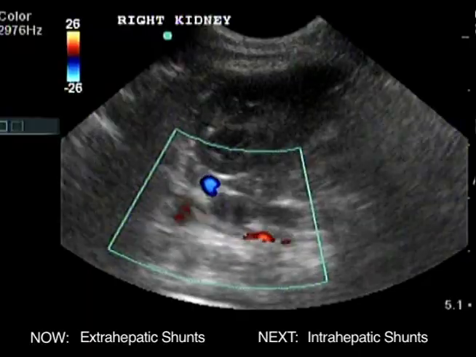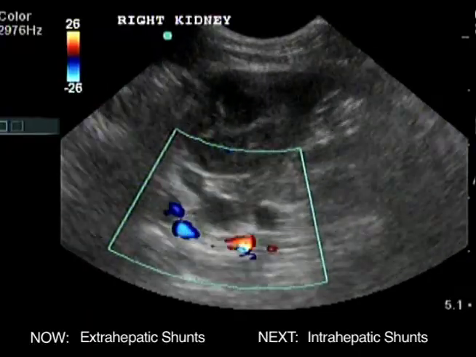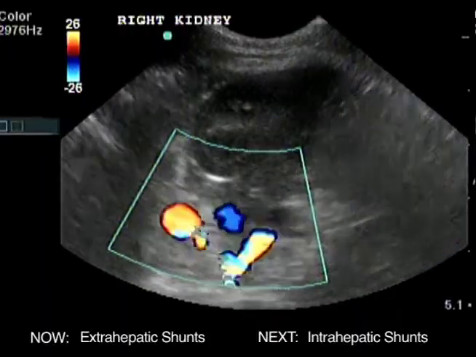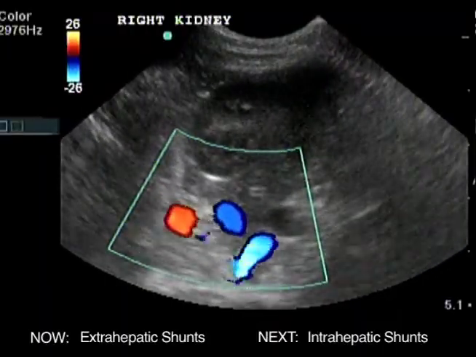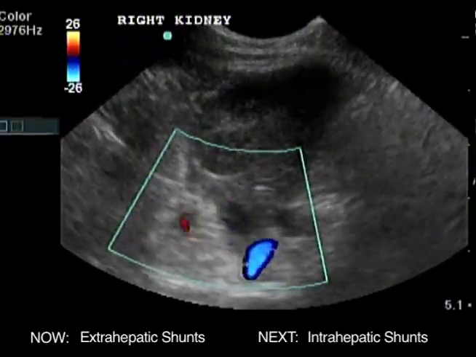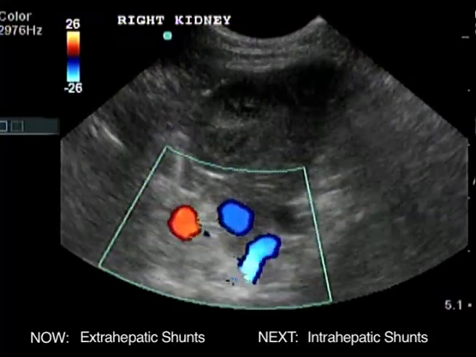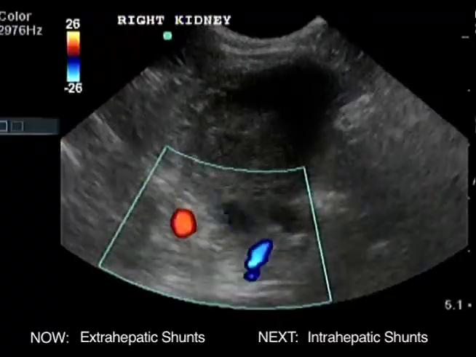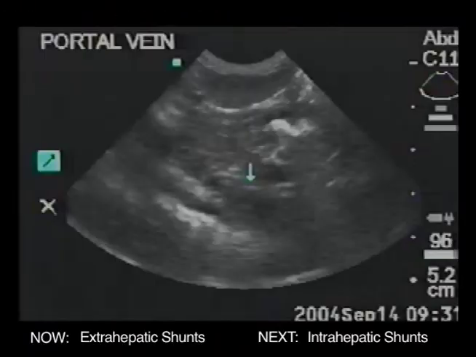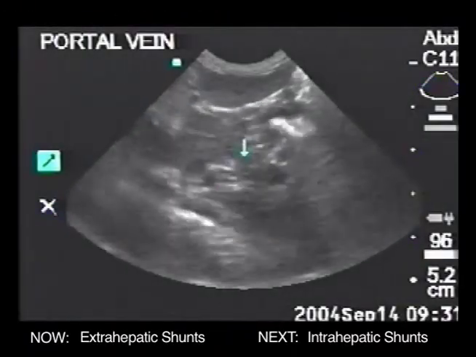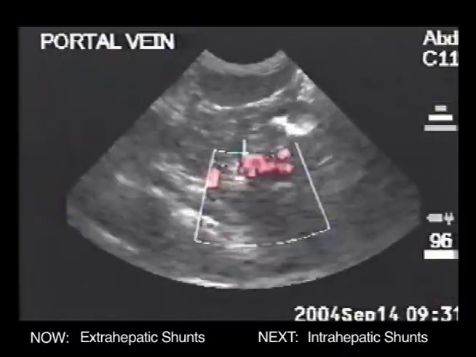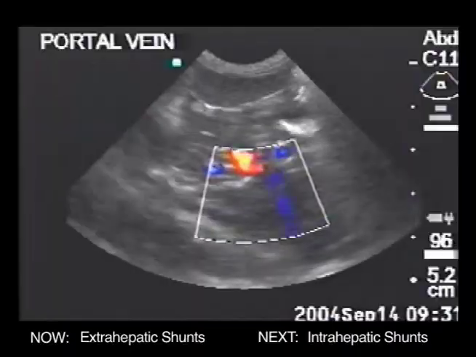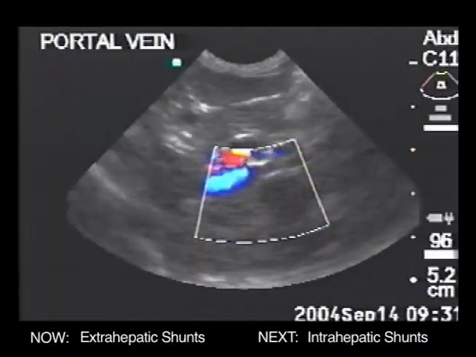As the transducer slides cranially, the extrahepatic portal vein appears in blue to the right side of the caudal vena cava, but these two veins do not connect. Extrahepatic shunts are usually major connections between the extrahepatic portal vein and the caudal vena cava or the general circulation.